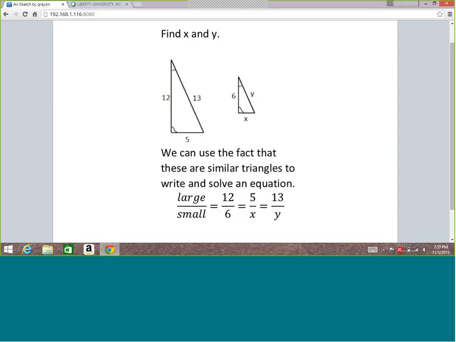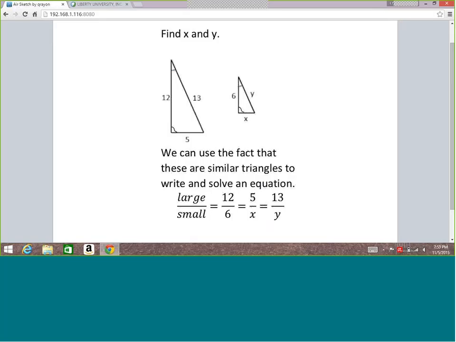And then I have 13 corresponding with y, so there's my 13 over y. And then I have 5 corresponding with x, there's my 5 over x. But notice for all of those ratios I used the same pattern of large triangle over small triangle. We can use this to solve.